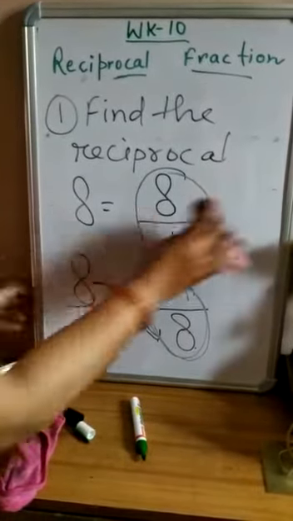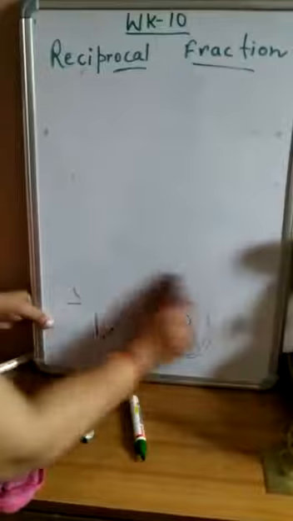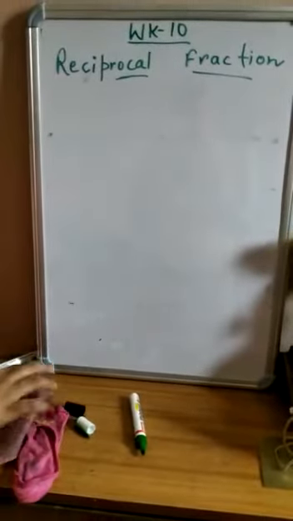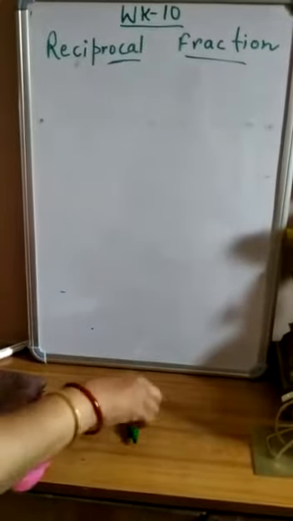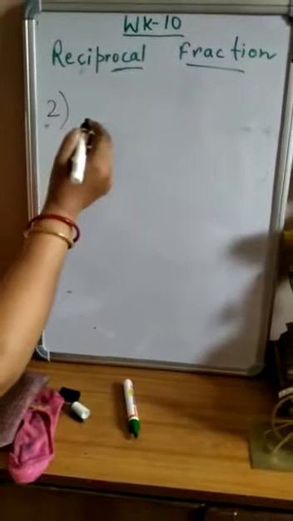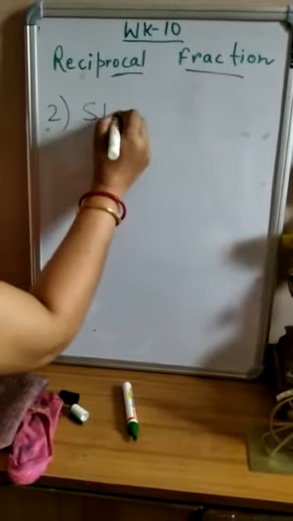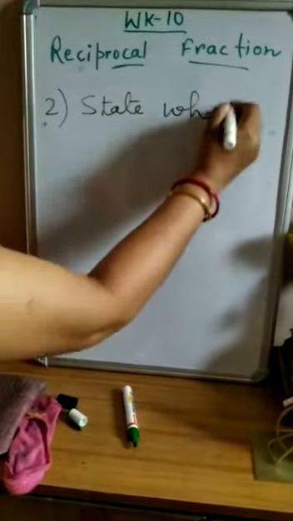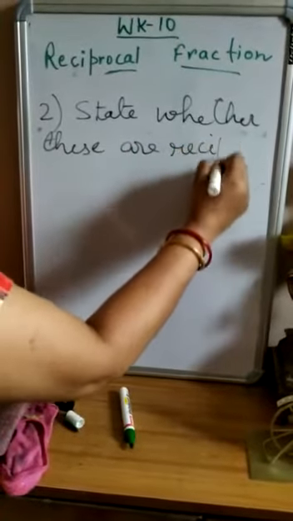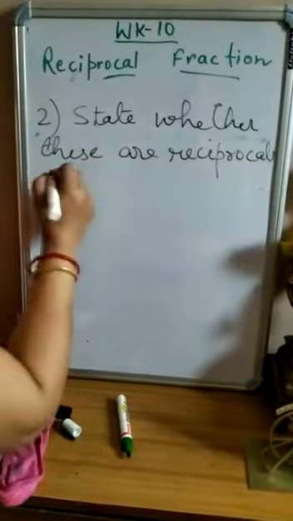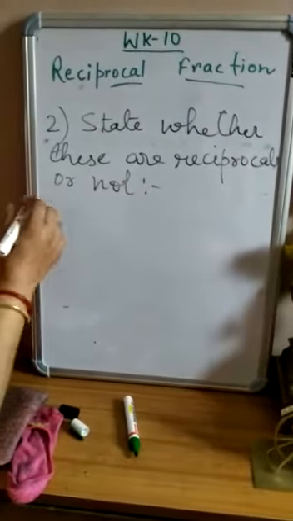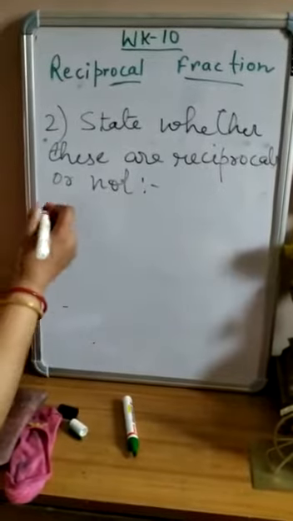Now, come to question number 2. In question number 2, children, state whether these are reciprocals or not. You have to state whether the pair of fractions are reciprocals or not. So you have to find out whether the pair of fractions given are reciprocal to each other or not.